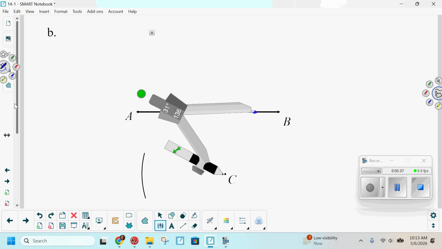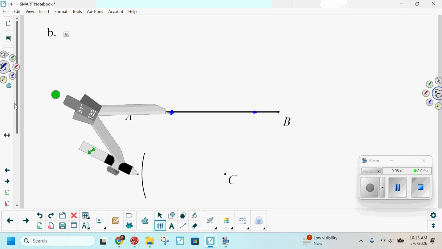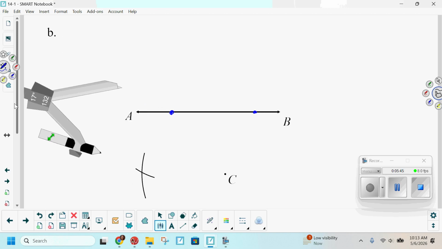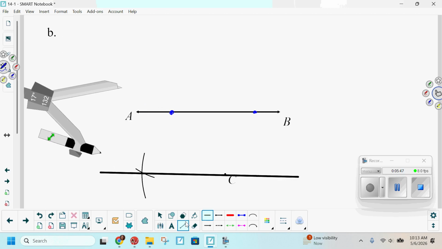So I've got that distance. And then I'm going to bring it over to the other point and swing. And then I can draw my line through the intersection in C, and now I have parallel lines.